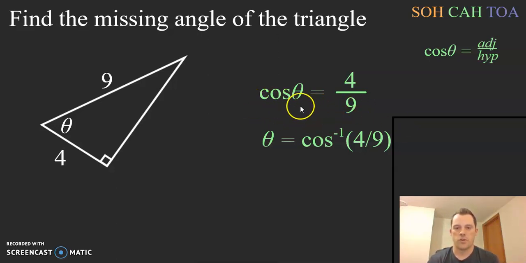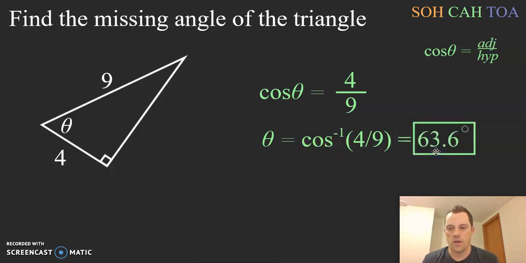So we take the inverse cosine of both sides. That gives us theta equals cosine inverse of 4 over 9. This is exactly what we typed in the calculator, and we should get 63.6 degrees. If your number is pretty far off of that number, you're probably in radian mode, so make sure to go to the mode on your calculator and change it to degree.